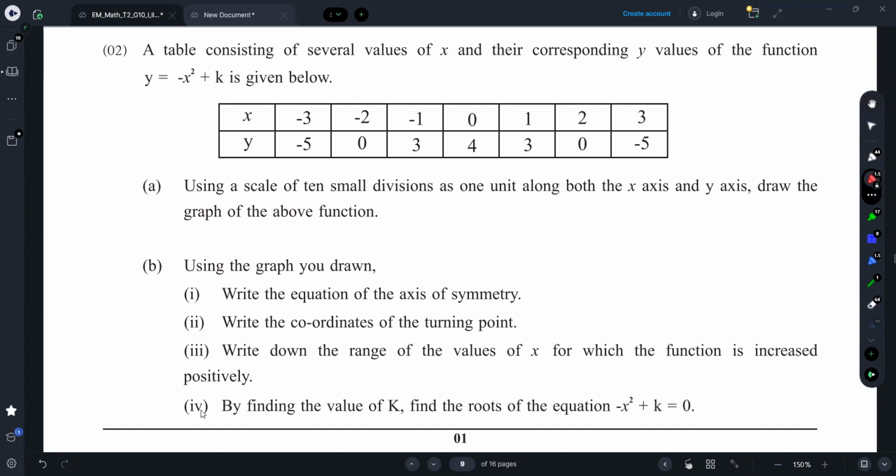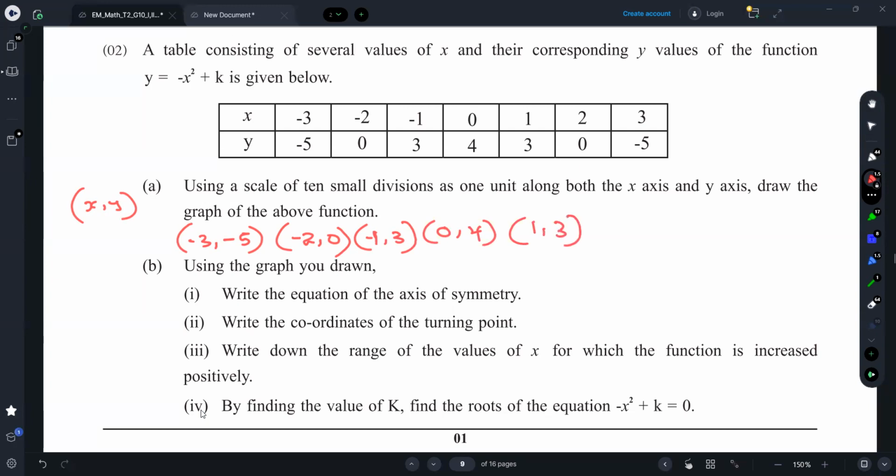corresponding units like this. Points minus 3 comma minus 5. X comma y is the usual notation. So I just write down the points. Minus 2 comma 0, minus 1 comma 3, 0 comma 4, 1 comma 3, 2 comma 0, 3 comma minus 1. Try to draw the graph. I'll give you 5 minutes. After that, you can send me an image of the graph you do.